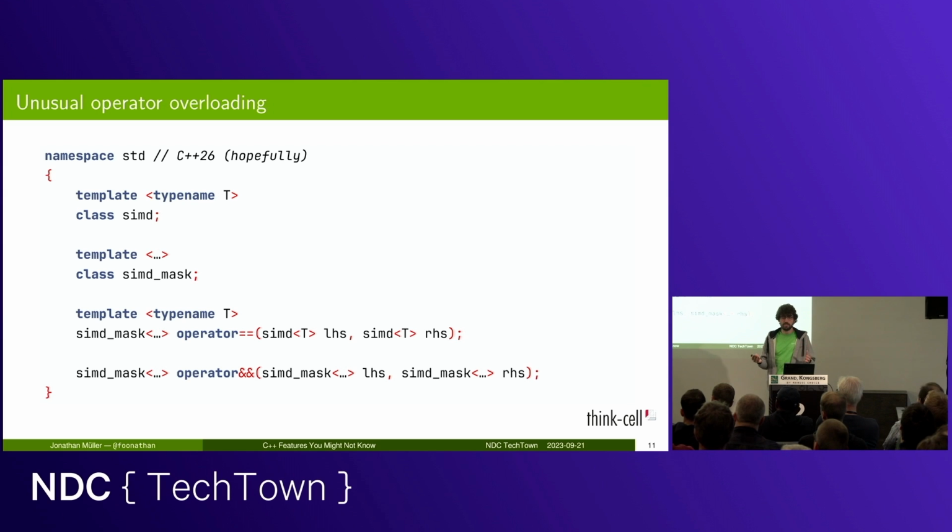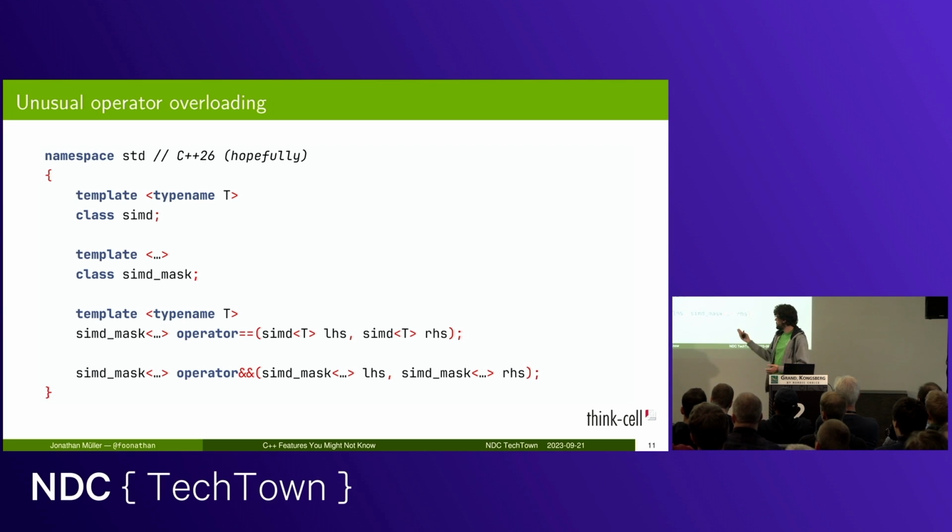So a SIMD of T is just essentially an array of T's. And then we can do member-wise operations on them. For example, we can do a member-wise comparison. And this will return a SIMD mask, and this is essentially an array of bool. So if we have two arrays of ints, for example, we can compare them, and we get back an array of bool, where each index holds the element-wise comparison.